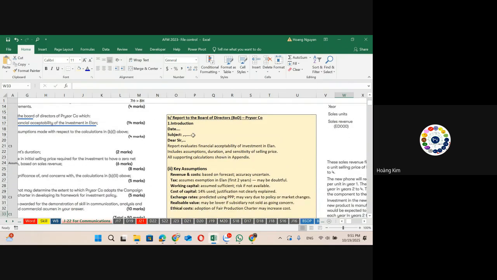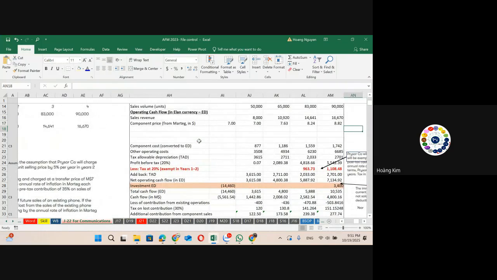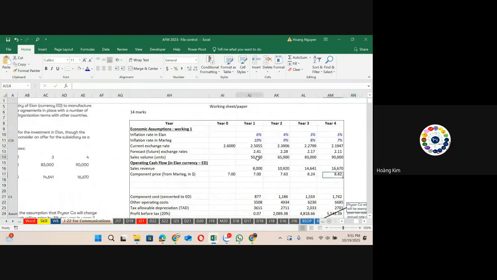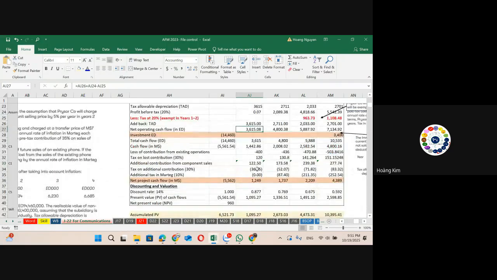When they ask you to report something, make it more professional, with a working sheet, show more references, and give them the formulas for checking. They review and give you a score.